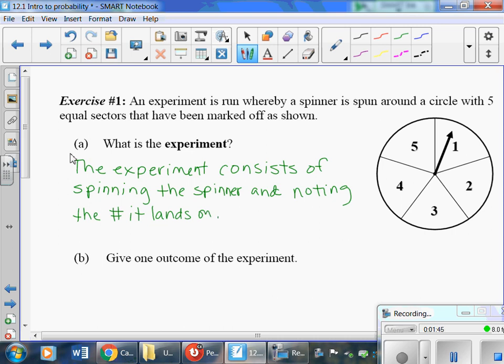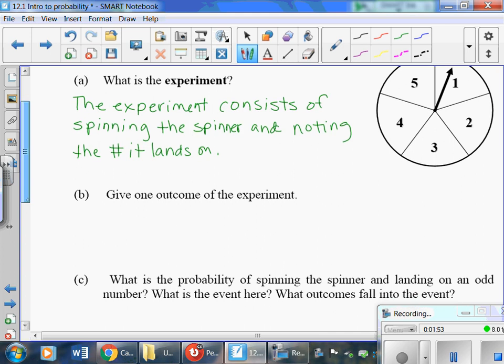Okay, so give one outcome of this. Well, having the spinner land on 4, having the spinner land on 1. So give one example. I'll just say having the spinner land on, let's say, 3.